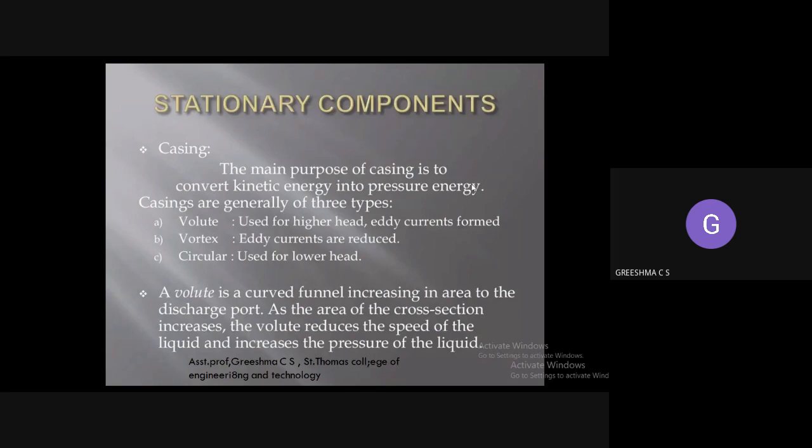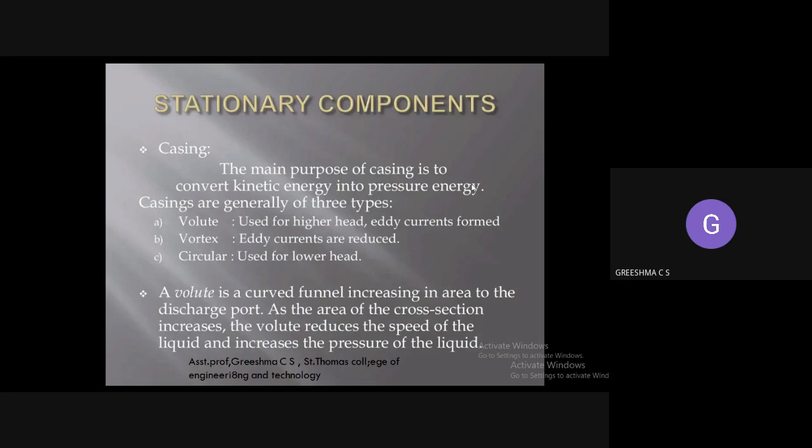Volute casings are used for higher head, that is, when the water has to be pumped to a very large height. When the water has to be pumped to a very large height, volute casings are used.